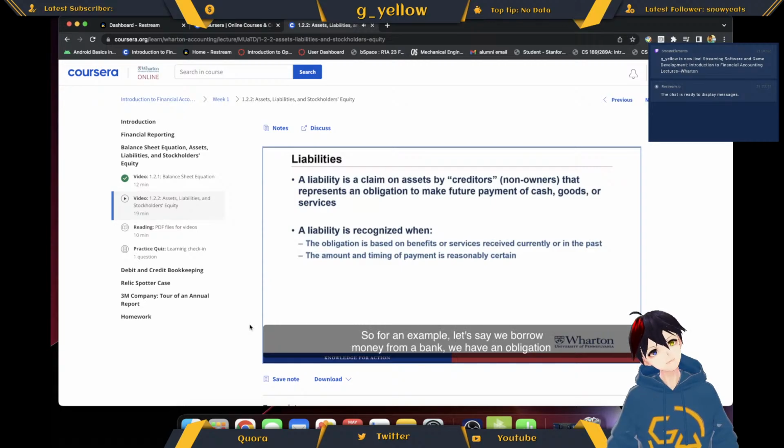So for an example, let's say we borrow money from a bank. We have an obligation to repay the bank based on receiving the benefit of getting the money now. The amount and timing of the payment is reasonably certain, and if there was any question, I'm sure the bank would clarify how much we exactly owe them. So borrowing money from a bank would meet both criteria, and it would be a liability called something like notes payable or mortgage payable.